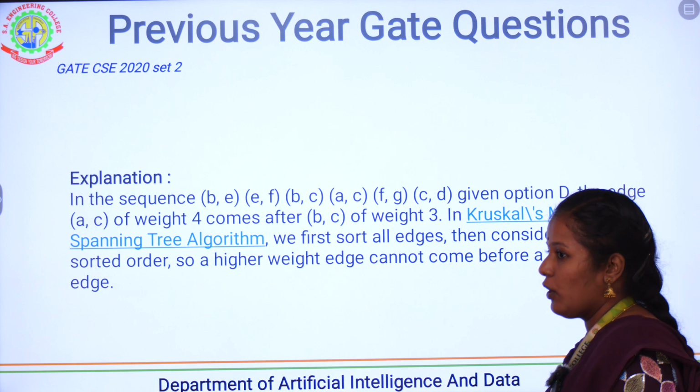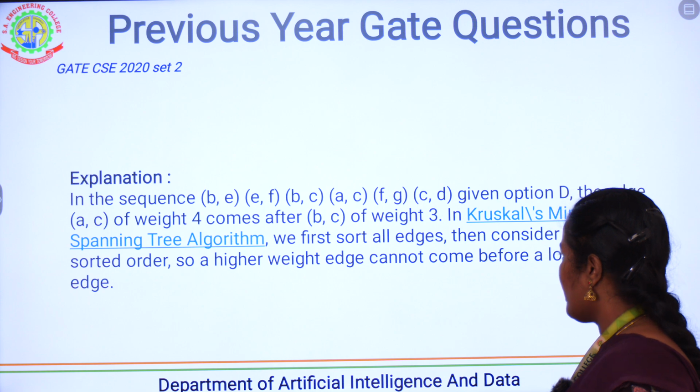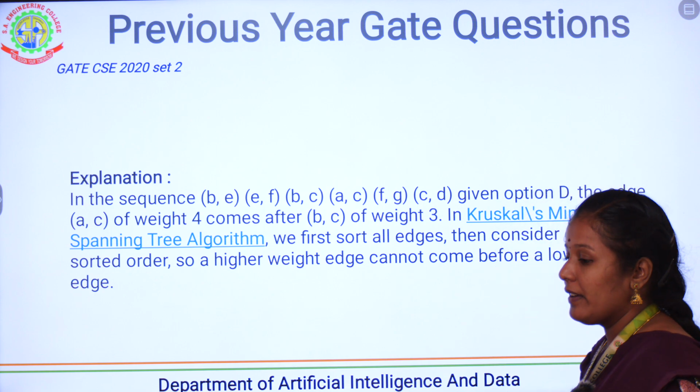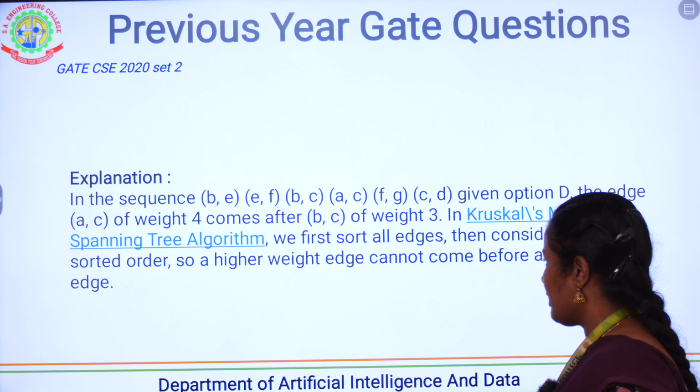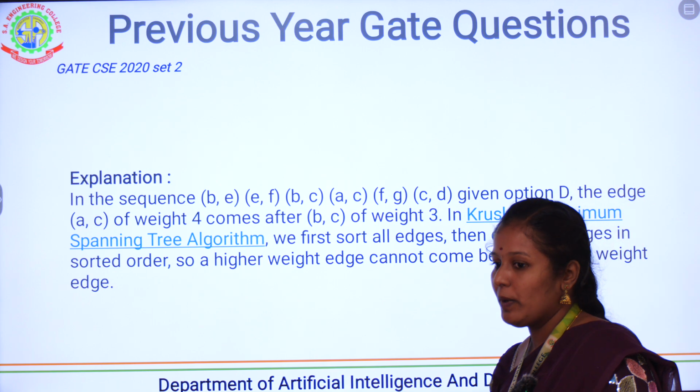In the Kruskal algorithm, a minimum spanning tree algorithm, we first order all the edges in this graph in sorted ascending order, and we can find the minimum spanning tree and find the edges of this graph with the lowest weight.